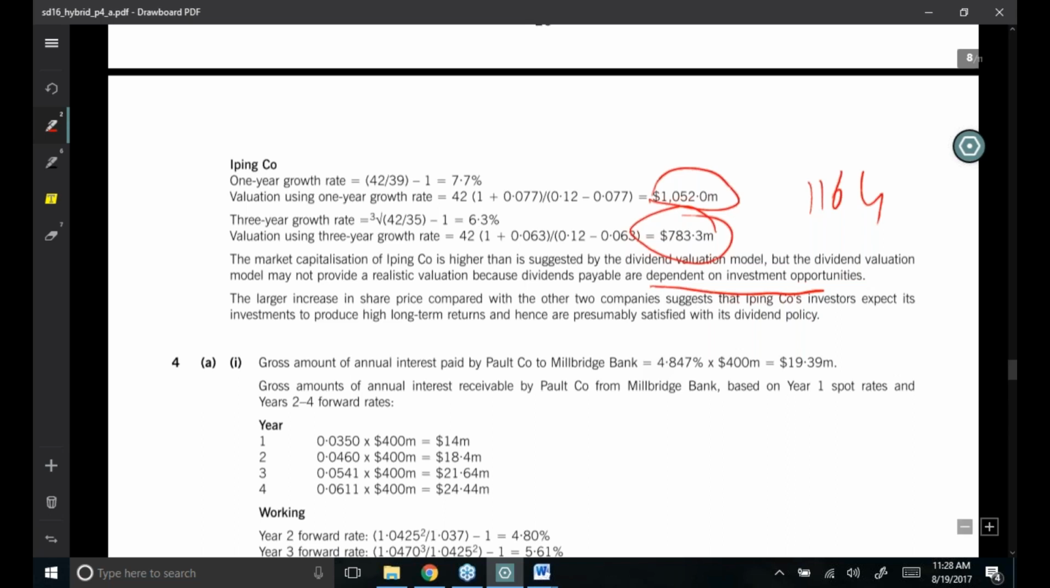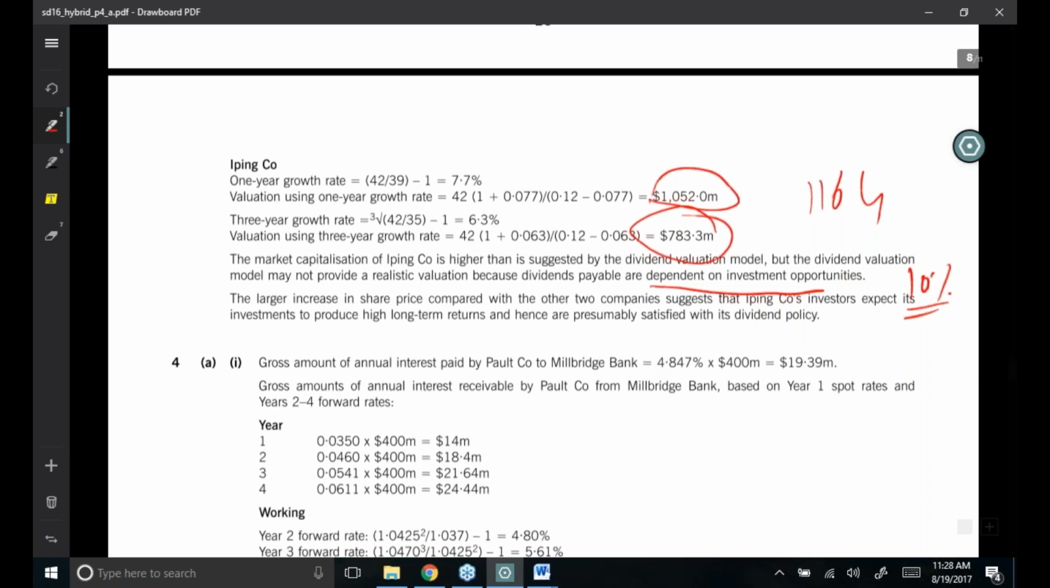So the total earnings or cash flow method will be more relevant. The larger increase in share price compared with the other two companies suggests that investors in this company expect the investment to produce a higher longer-term return. So that's why in the market its actual share price has risen by 10%. So that's how you are going to solve this question.